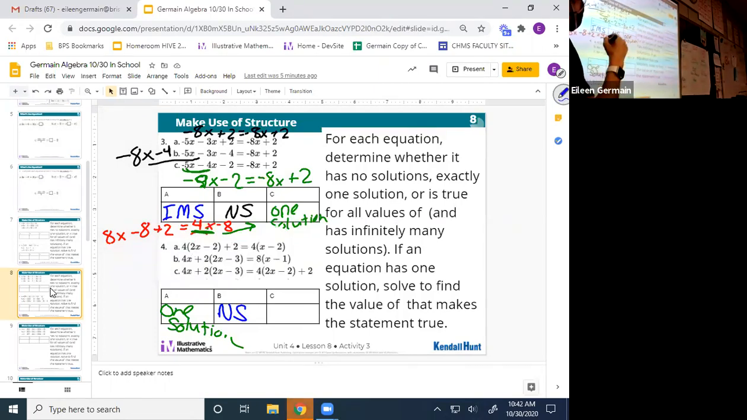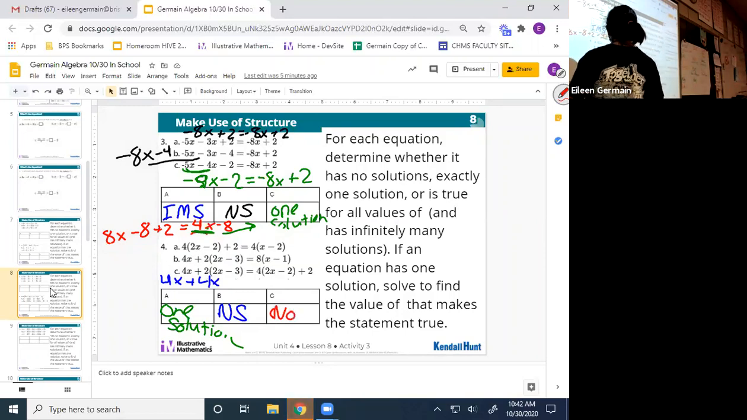Fantastic. Now we have to distribute again on this last one. 4x plus 4x. And then let me see who somebody said for this one. It's 4C. Who did it? That was Junior. What did you think for this one? No solutions. Okay, so he said no solutions for this one.